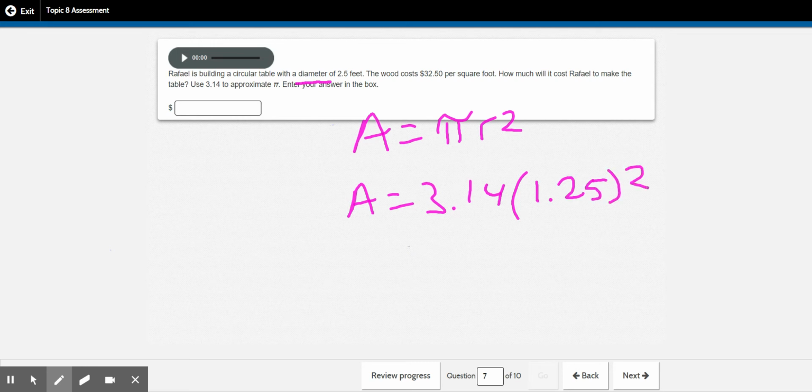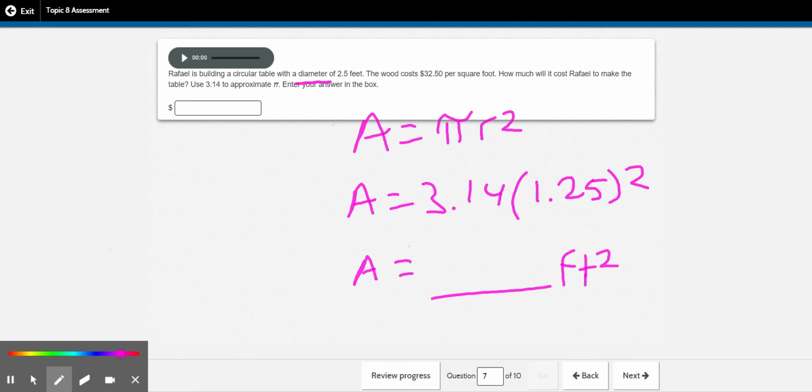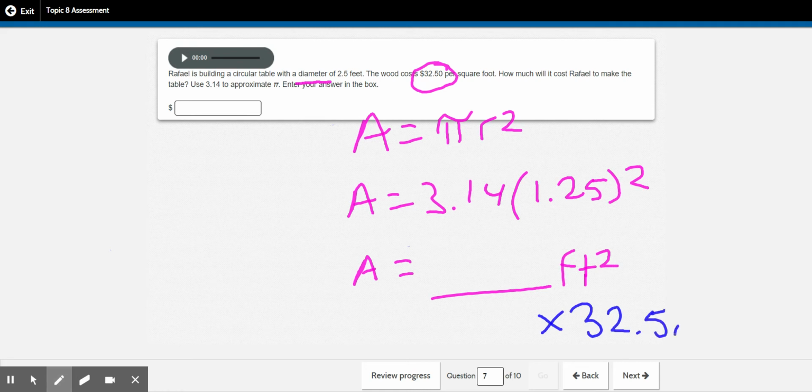All right, so you'll get your answer. And then when it says it costs this much per square foot, all you're going to do is multiply your answer by $32.50. Remember, we're talking about money. So how many decimals does money have? Look at this one. How many decimals do you have when we talk about money? 2. So that's how you know what you need to round to.